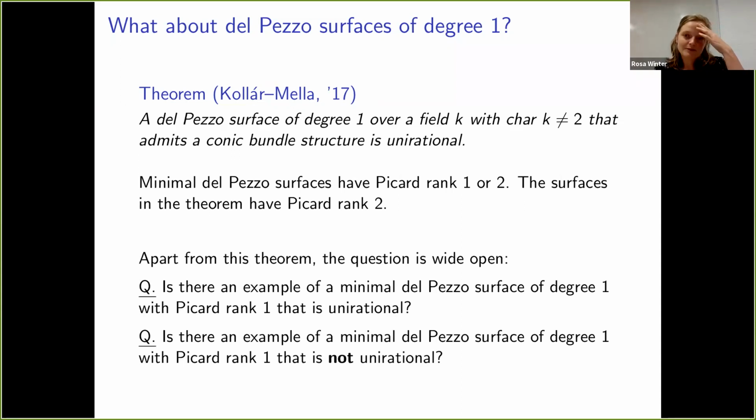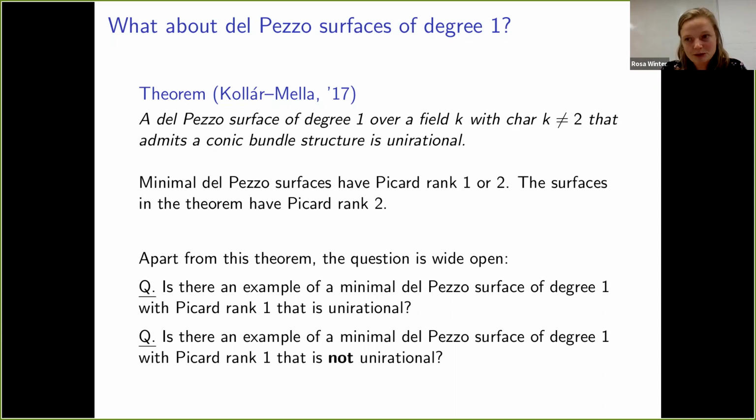So it's not known if there is an example of a minimal Alpeza surface of degree 1 with Picard rank 1 that is unirational, or if there is an example of such a surface that is not unirational. At least people are not able to prove either or for these kinds of surfaces. So in some sense, we don't really know yet what direction to hope for also.